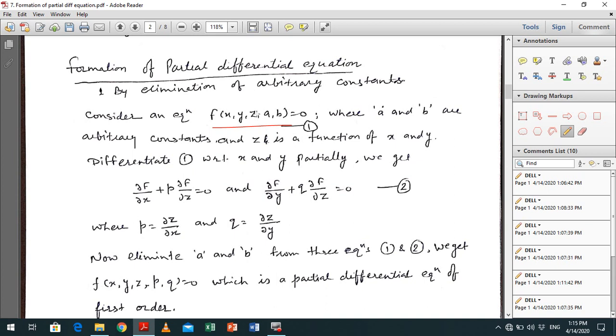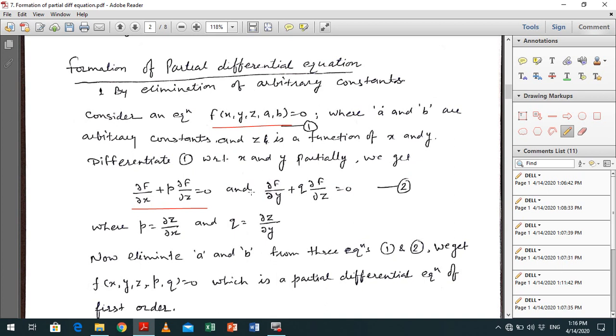Here the important thing is that z is a function of x, y. z is the dependent variable, x and y are independent variables. So when we differentiate F with respect to x, first we differentiate F with respect to x as well as with respect to z, then further we differentiate z with respect to x. So we get del F upon del x plus p del F upon del z equals 0, using the total derivative.